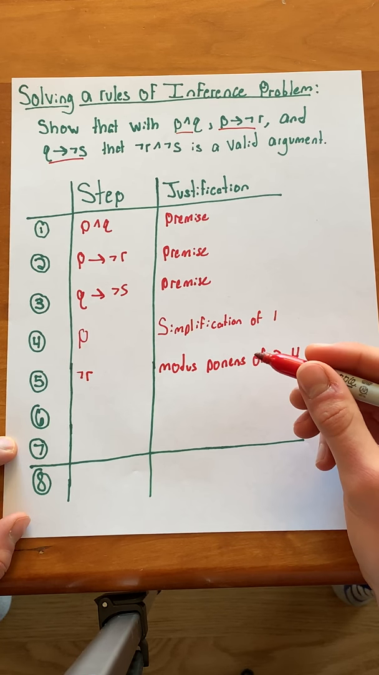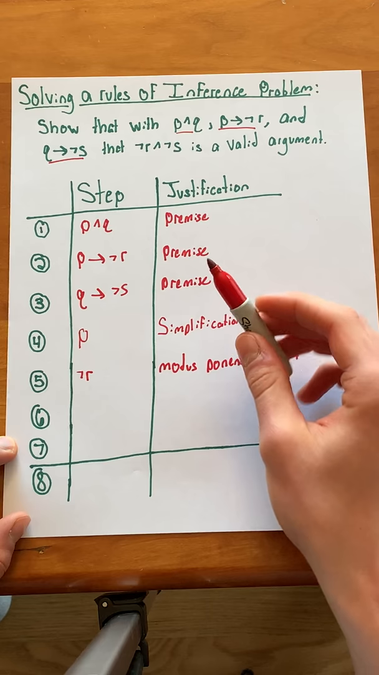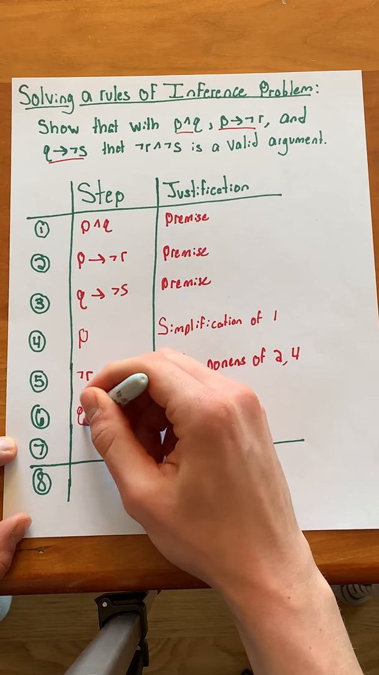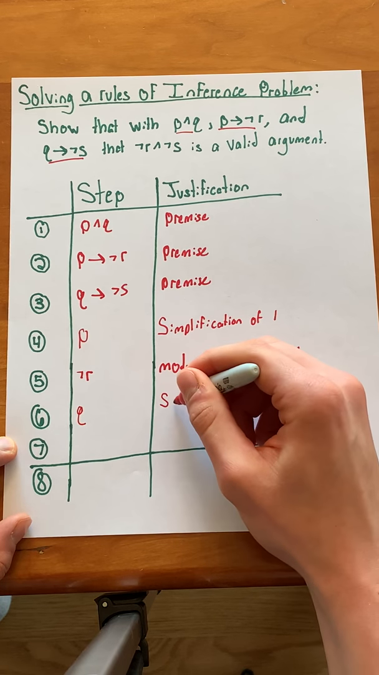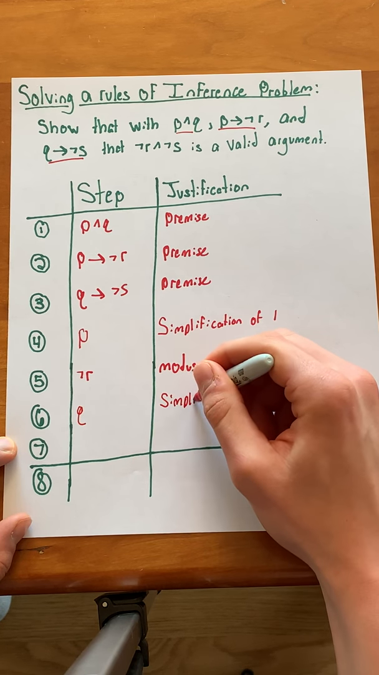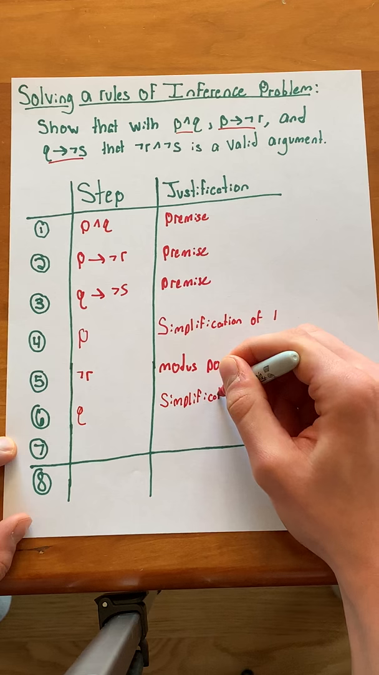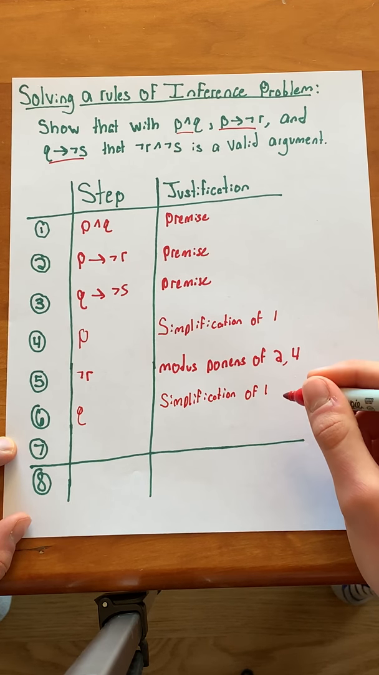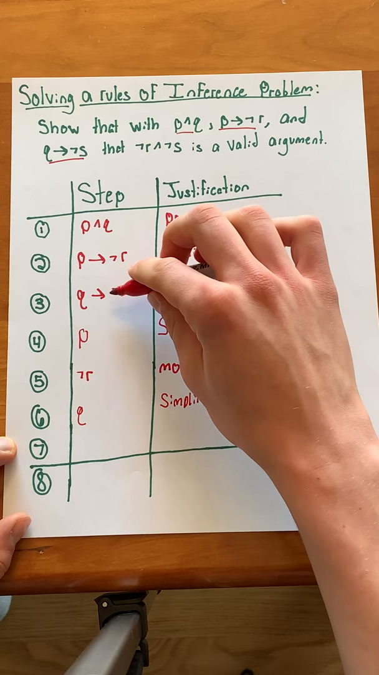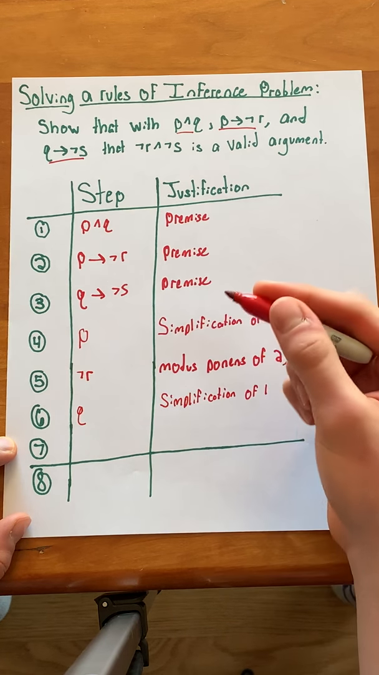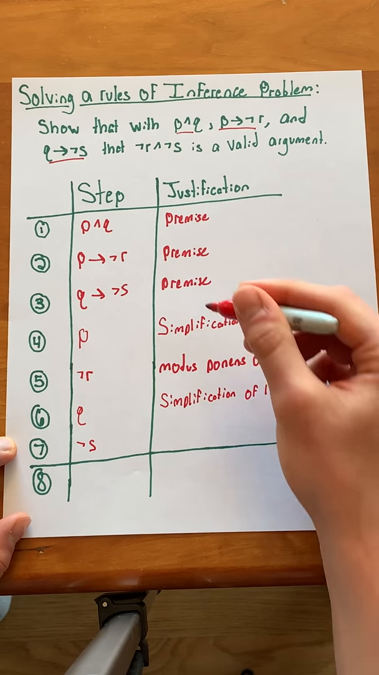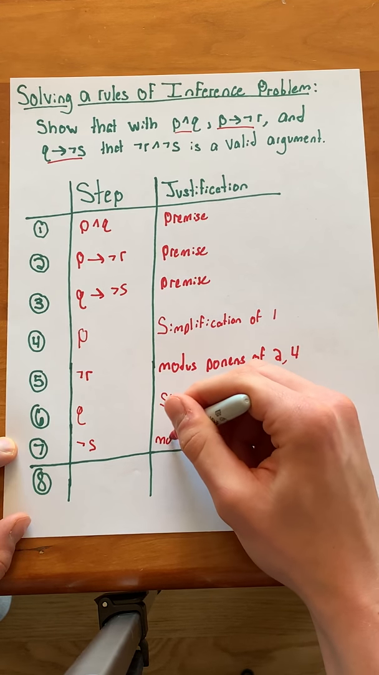We can use similar logic when working with Q. Again, because of P and Q, we know that Q must be true. This is simplification of 1. And again, similarly, if Q is true, then not S must also be true. And this is modus ponens of 3 and 6.